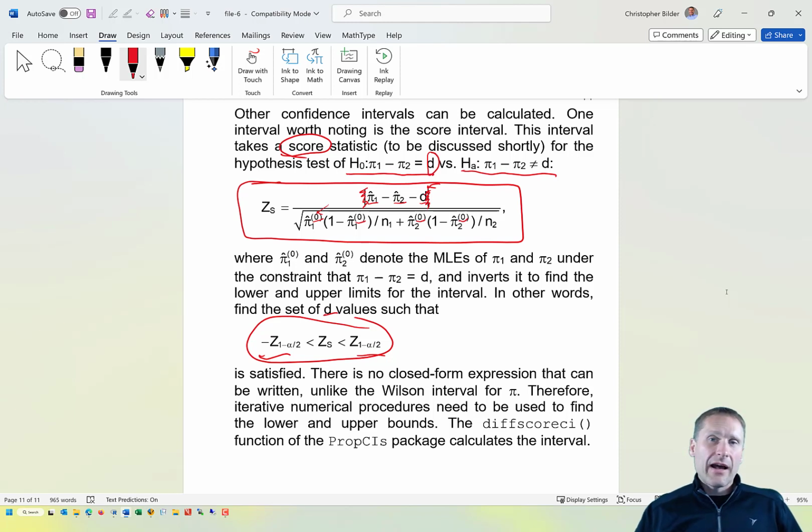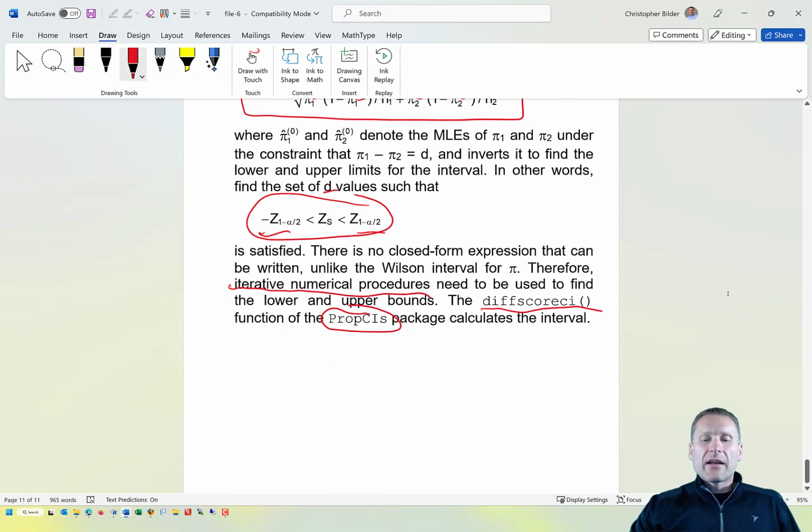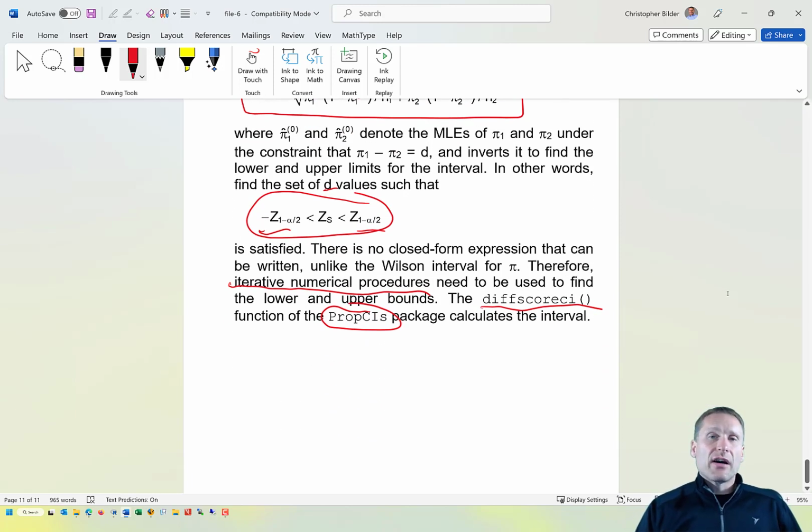Meaning I can't write out something like pi hat 1 minus pi hat 2 plus or minus something and find the interval that way. Rather, iterative numerical procedures need to be used for any data that you're working with to actually find this interval. The PropCI package, if you're interested, does have a function that does this automatically. It's called the diffscoreCI function. Okay, so that concludes this discussion of confidence intervals for pi1 minus pi2.